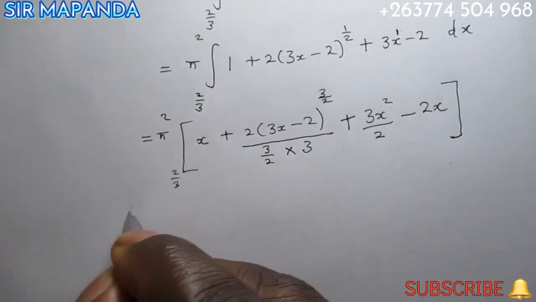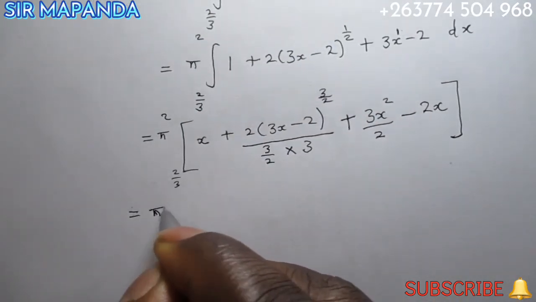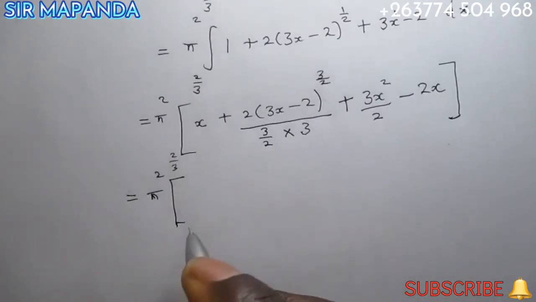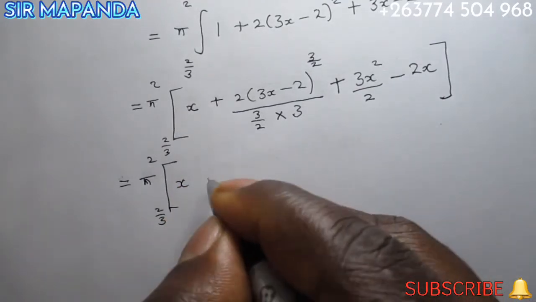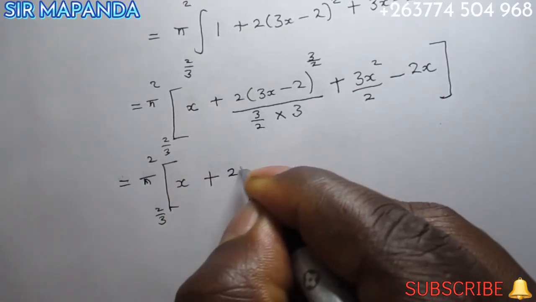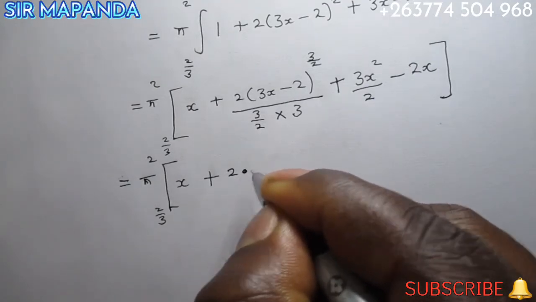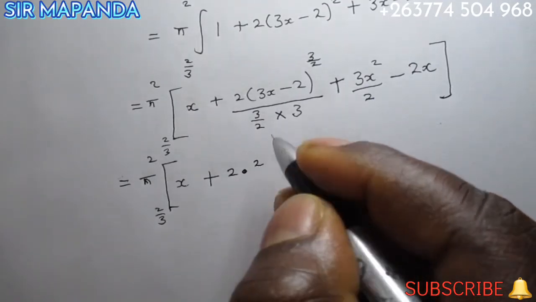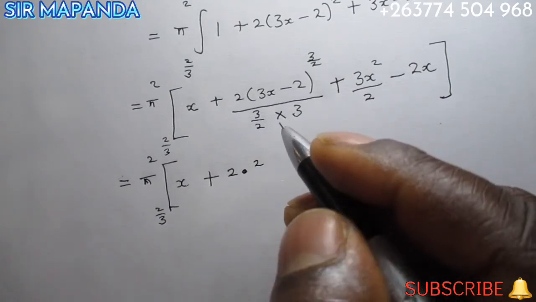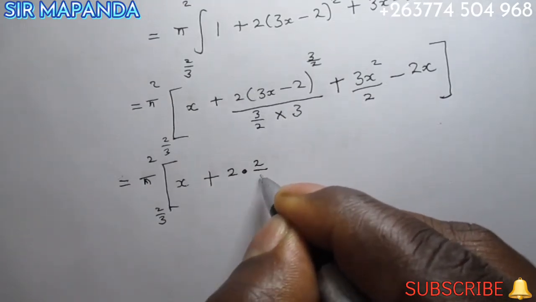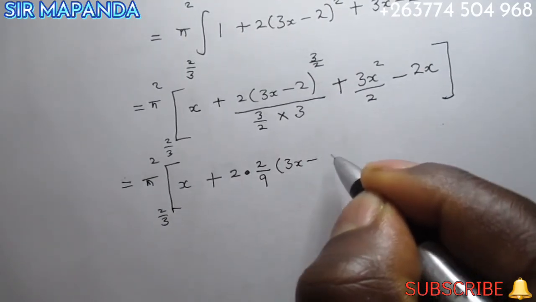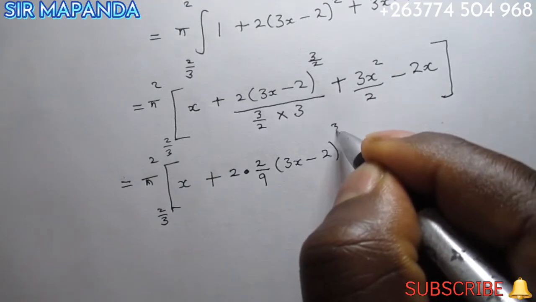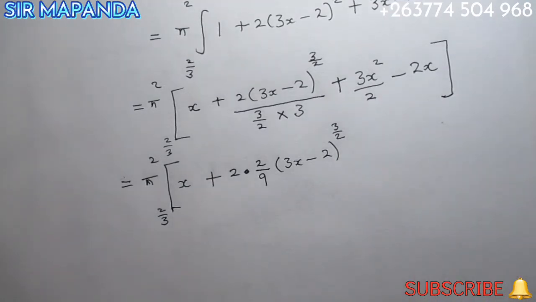So let me simplify those terms. You have pi. This is 2. This is 2 over 3. X here. So we have a 2 already. Dividing by 9 over 2 is as good as multiplying by 2 over 9. So you write 2 over 9. 3x minus 2 to the power of 3 over 2. Something like this. I hope you are following.